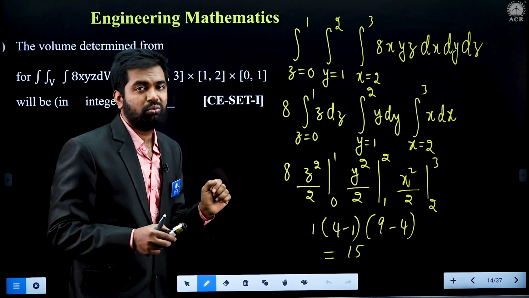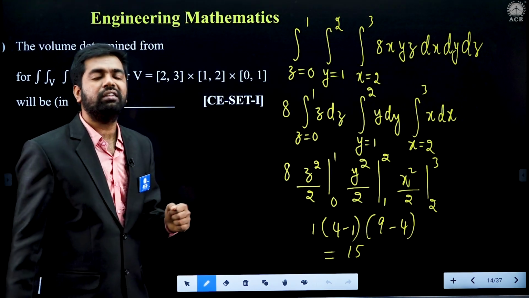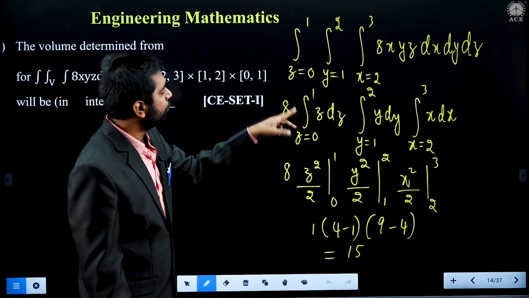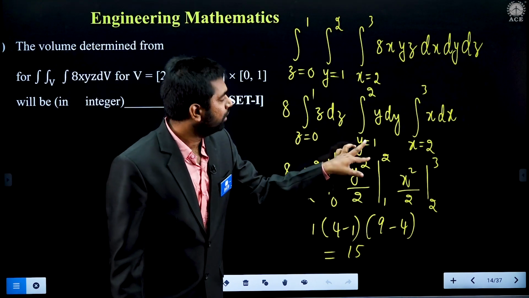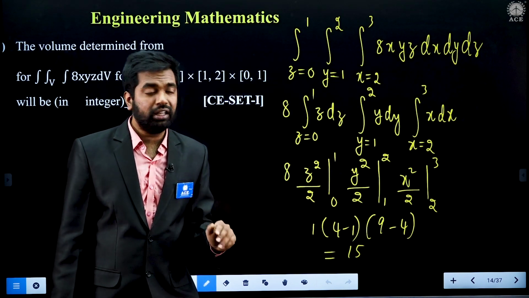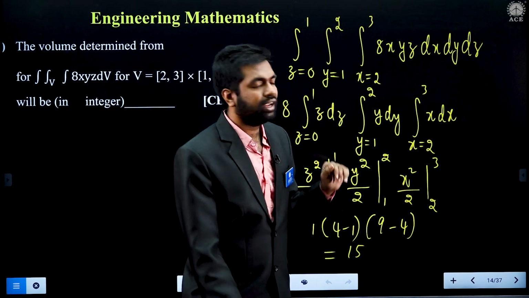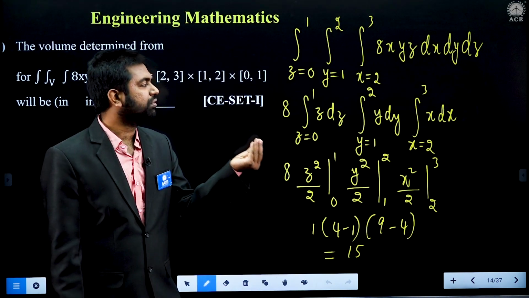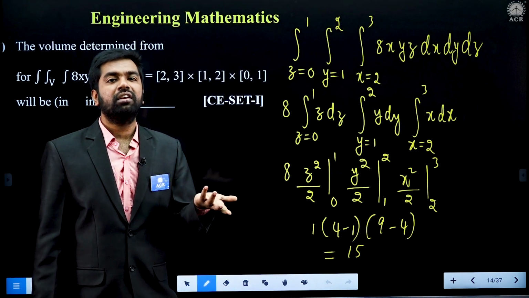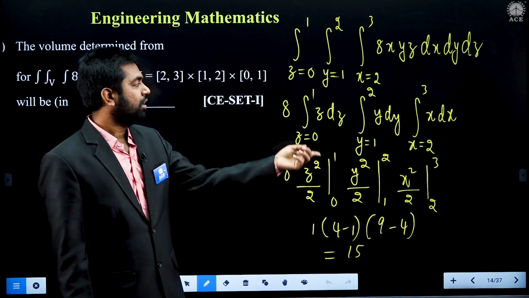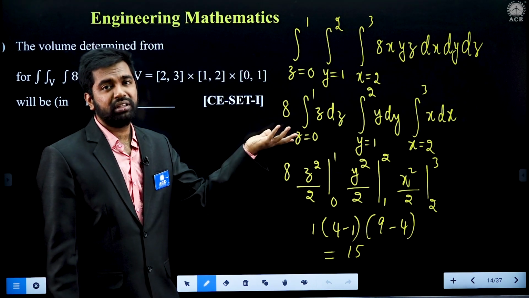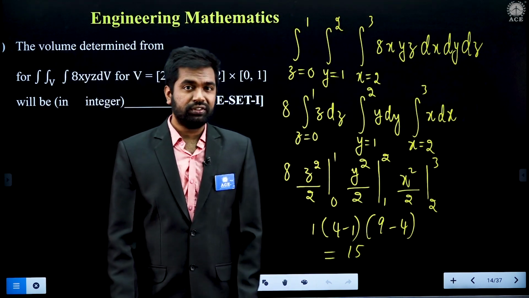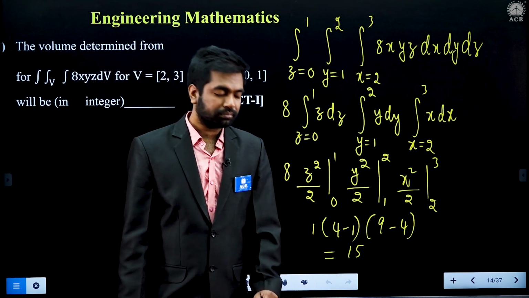In such a case, you can split the integrals. That's what I've done. I've put 8 out. Integral 0 to 1 z dz, integral 1 to 2 y dy, integral 2 to 3 x dx. Do the integration, substitute the limits. It's a matter of simple integration. Now again, it's an all India exam, and look at the question. If you have got basics, it's a simple matter of simple integration. So the answer for this is 15.